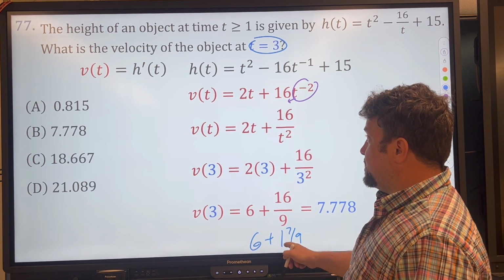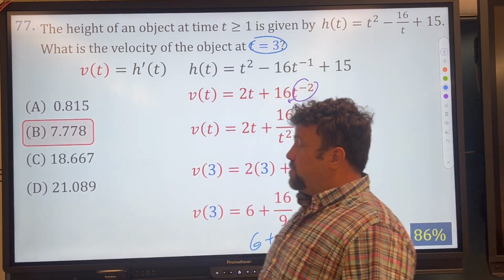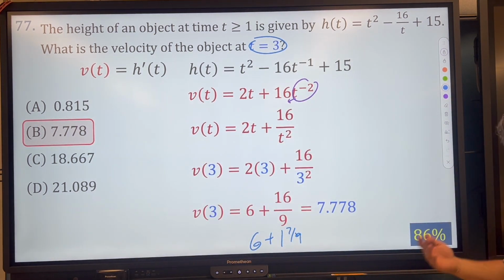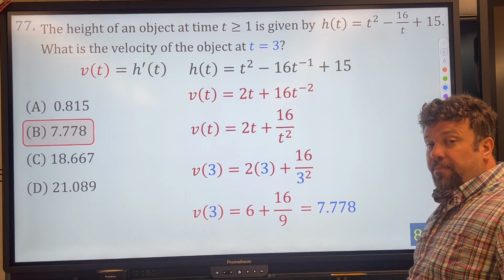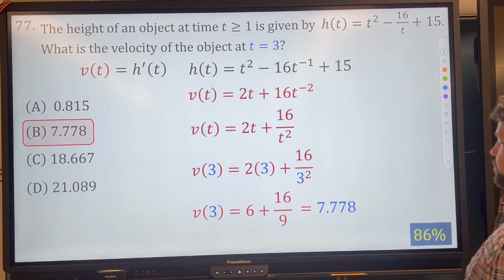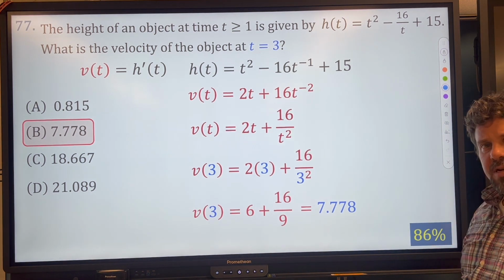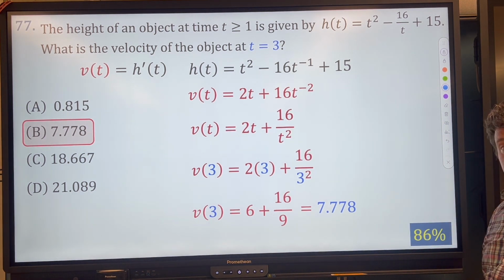6 plus 1 is 7. The only one close to that answer would be B. And 7/9 is 0.7 repeating. Maybe you remember that from elementary school, maybe not. Middle school? I don't know. All right, so there's number 2. 86% of the students got that right, so not a very difficult question.